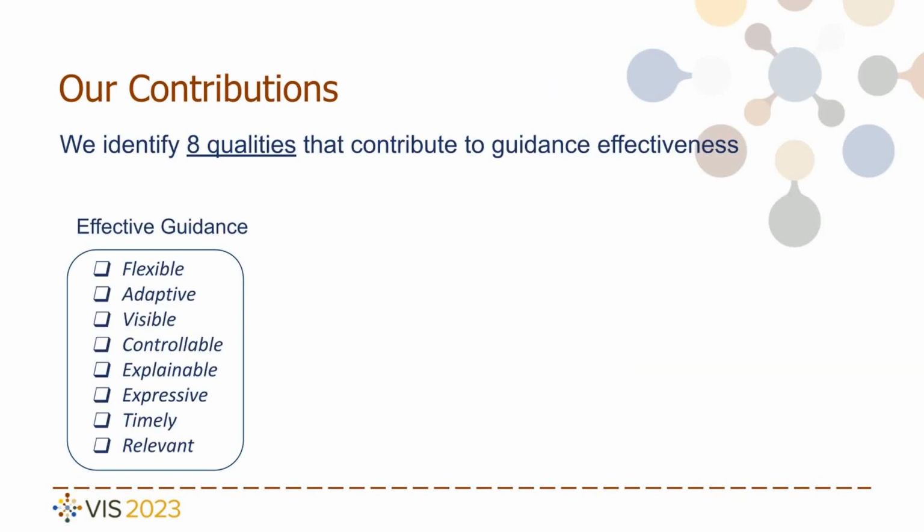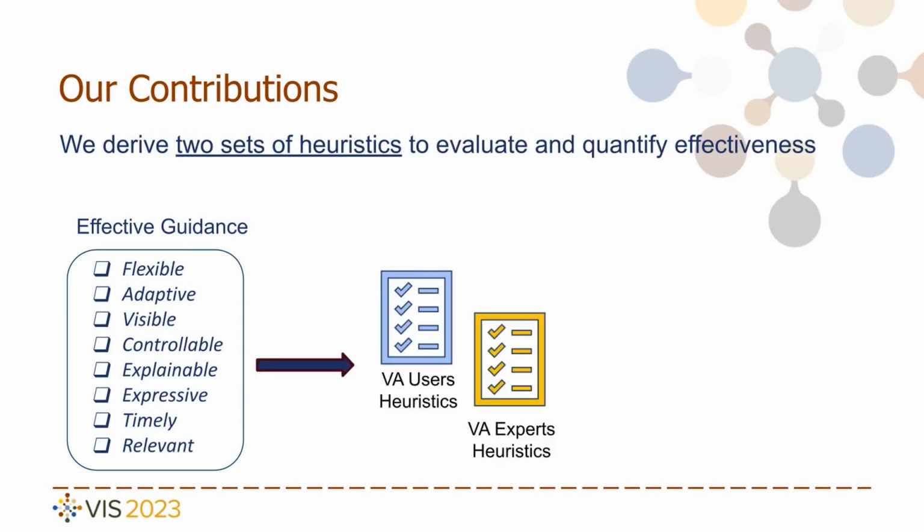So we come to our contributions. In this work, we identify 8 qualities or criteria that contribute to the effectiveness of guidance. In order to be effective, the guidance has to be flexible, adaptive, visible, controllable, explainable, expressive, timely, and relevant. Having identified those criteria, we derive 2 sets of heuristics to evaluate and quantify the effectiveness of guidance in practice.